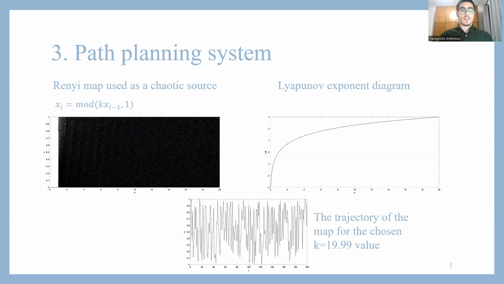To create the chaotic navigation commands, the Renyi map was used as a chaotic source. K was chosen to be 19.99, and the trajectory of the map is shown at the bottom of the slide. We can see that the map exhibits constant chaotic behavior as well. It can be verified by the Lyapunov exponent diagram for any k over 1.